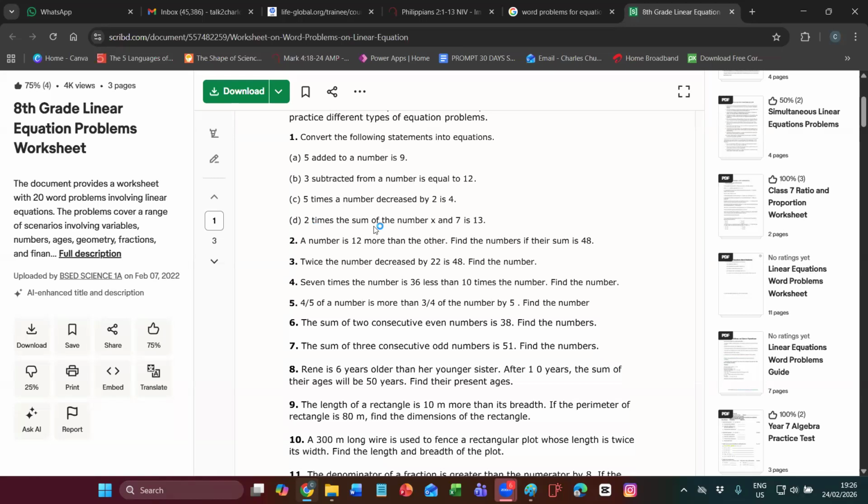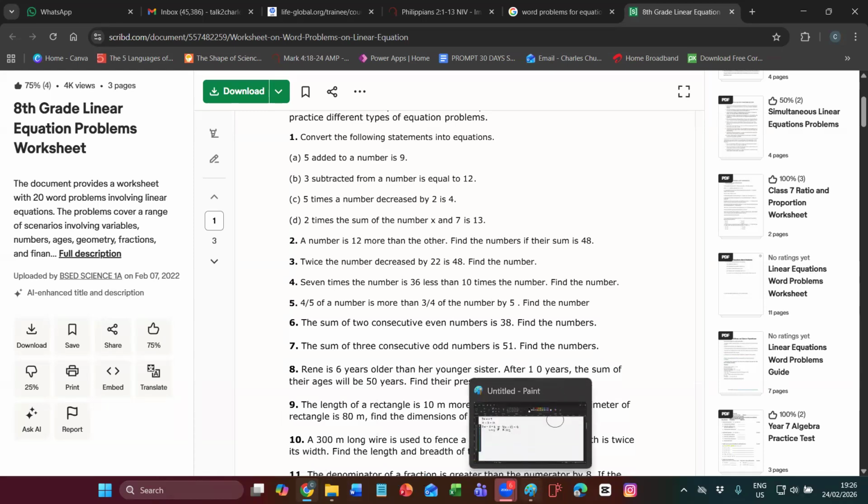2 times the sum of the number x. Is that 2 plus x? Now, did you notice they said 2 times? So two times means it is not plus x. Yes, yes, two times.